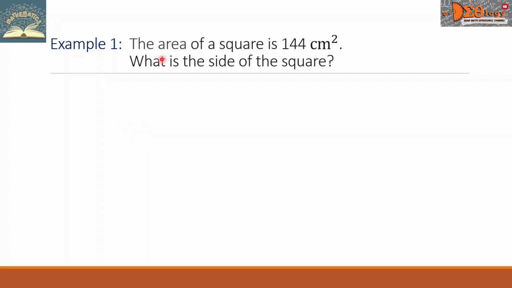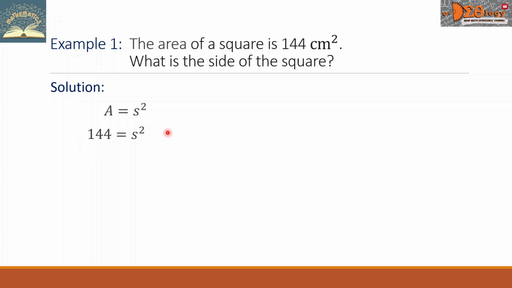Example 1. The area of a square is 144 square centimeters. What is the side of the square? The formula for the area of a square is A equals S squared, or we say that the area equals the square of the side. In the problem, given is the area. We substitute this value to A. So we have now 144 equals S squared.